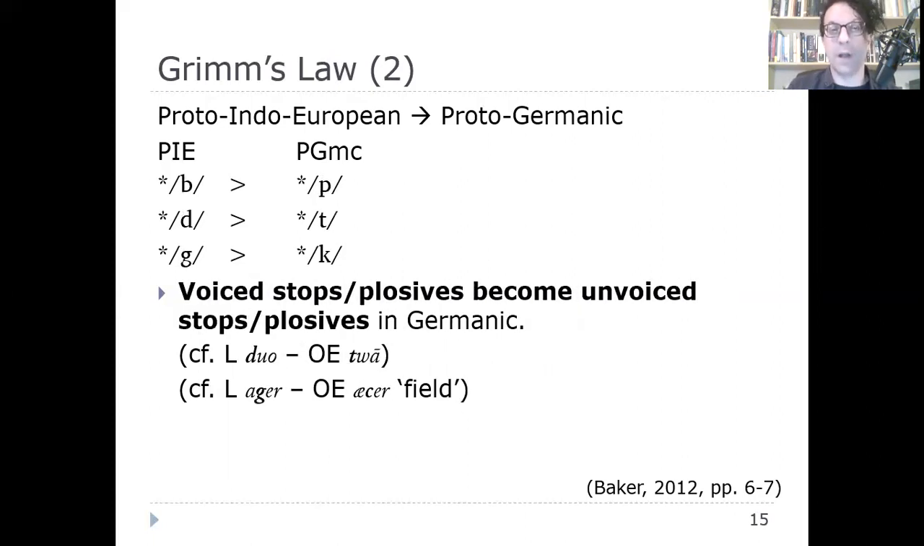Okay, but that's not all. Grimm also, well, in Grimm's law, as it came to be described, there's also other sets of sounds. So this is another triplet of sounds.